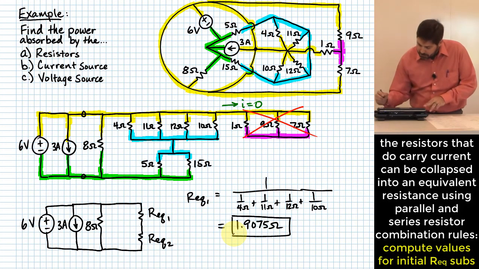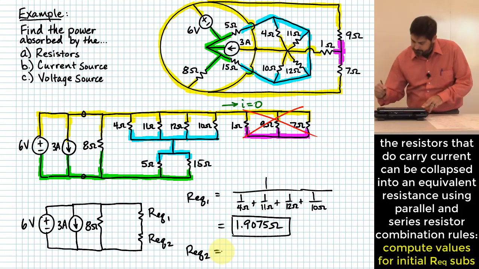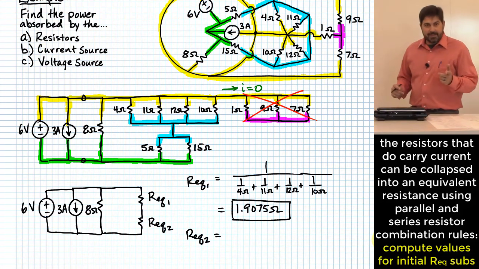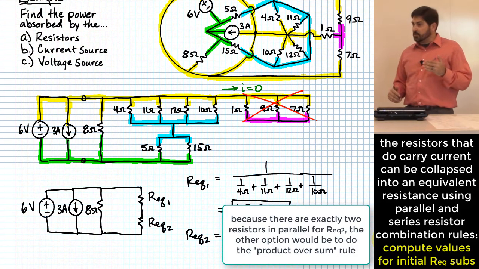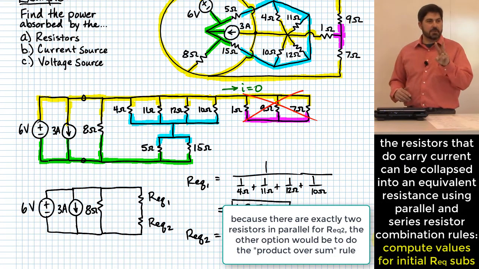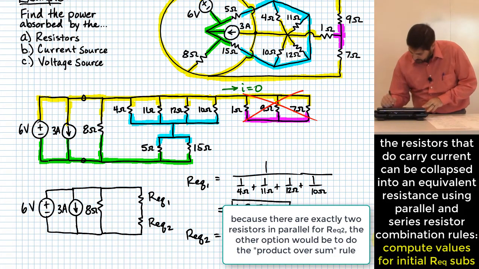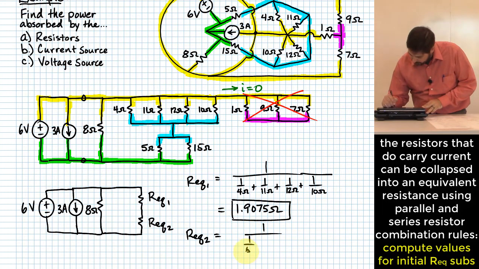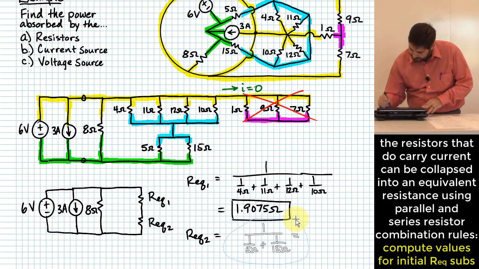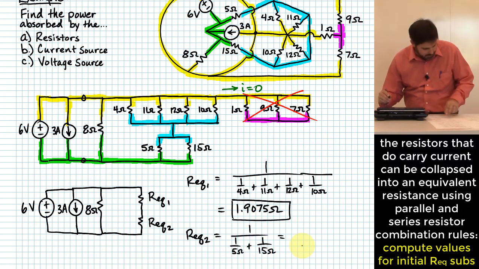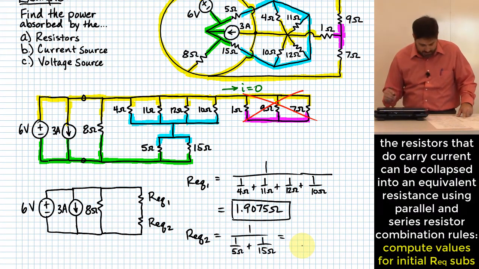Now what about REQ2? You have two choices about how to do this one because you've got two in parallel. For now, let me just use the same technique that I used on this last one. 1 over 5 ohms plus 1 over 15 ohms. If you do that, what I got for this is 3.75 ohms.